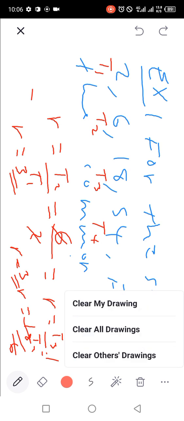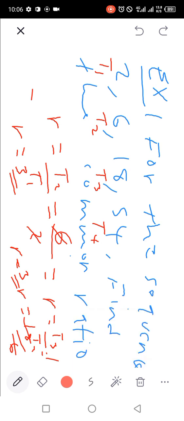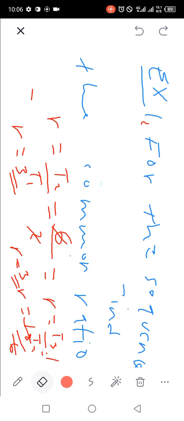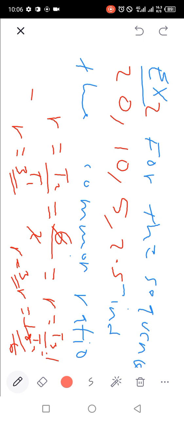So example 2, I'll just change these numbers. Just erase this. So example 2, we are just saying for the sequence 20, 10, 5, 2.5, the question says find the common ratio.